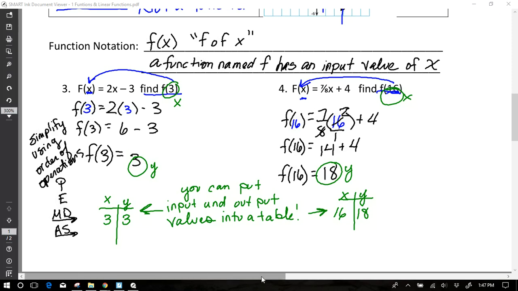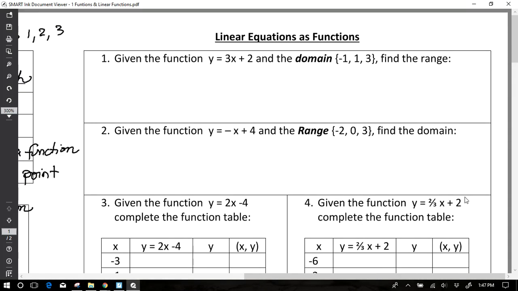All right. Now let's move on over to the second side of this paper. Linear equations as functions. So we're still working with domain and range over here. Given the function y equals 3x plus 2, and the domain is -1, 1, and 3, find the range. So here's how we do this. They want us to find 3 separate input values, and then a list of the 3 output values that go with them.